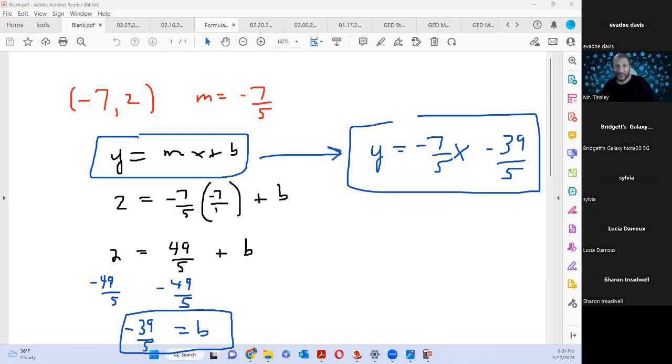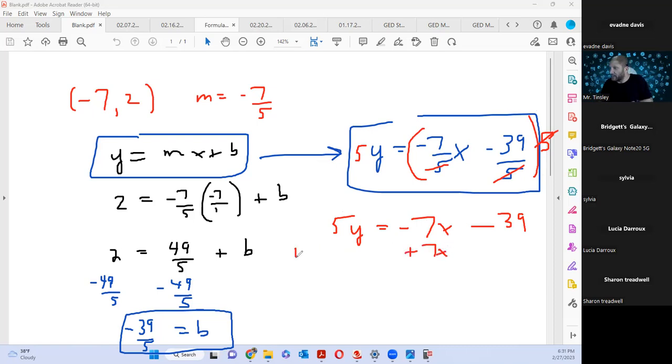What's the opposite of dividing by 5? Multiplication. So I'm going to multiply this whole side by 5. What I do on one side, I do on the other. So now I have 5y equals, this 5 and this 5 cancel, and this 5 and this 5 cancel. I got minus 7x minus 39. How do I get to standard form? Add my 7x to both sides. 7x plus 5y equals minus 39.